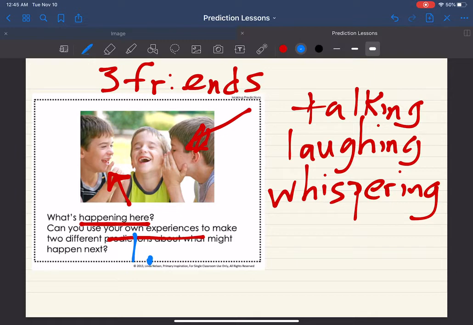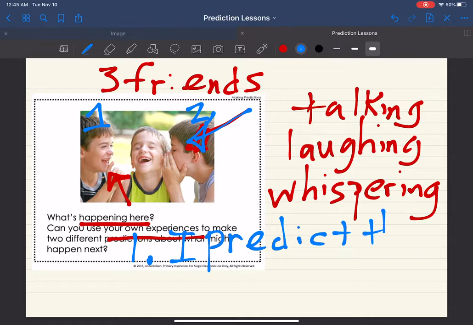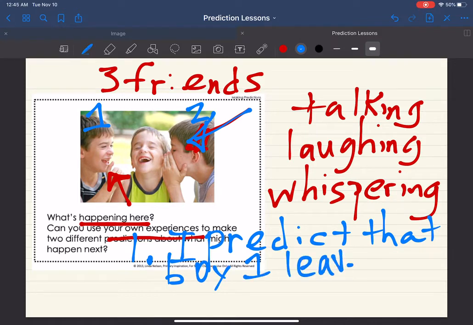Yes. One, because I've been in this situation before, I know that sometimes that whispering can hurt our feelings. And so I predict, I'm going to call this one boy 1 and then boy 2, that boy 1 leaves to do something else.